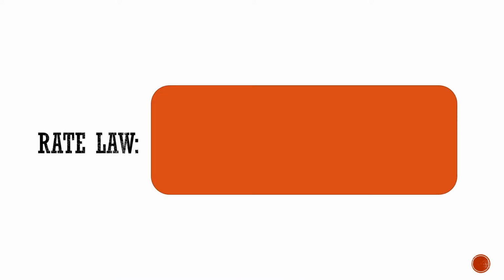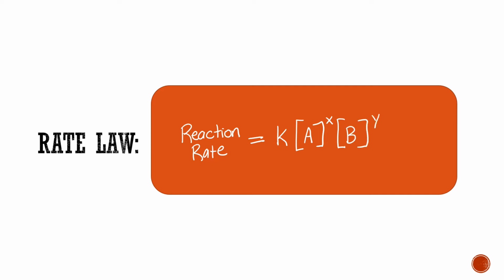So from this, we can go into a generalized rate law. When we have a reaction rate, our reaction rate is equal to, now you'll notice that this time I'm using is equal to instead of proportional to, and I'm going to put in K to represent a rate constant, the concentration of A to the X power times the concentration of B to the Y power. So we're just going to define all of these different terms in our rate law right now.